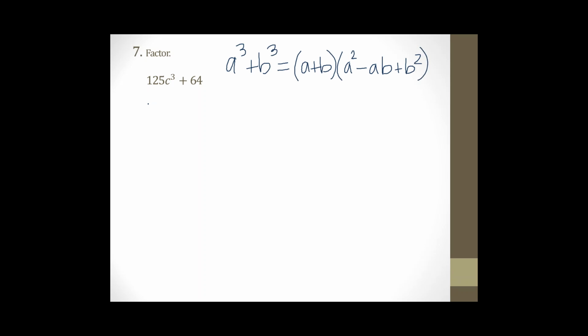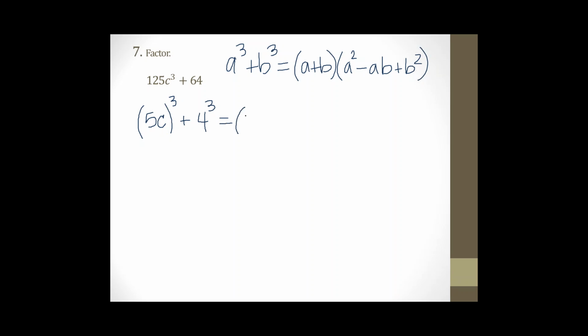So we need to identify what the a is and the b is. 125 is 5 to the third, and c to the third will give us 5c as our base to the third power. Take the cube root of 125, and that'll give you the 5 that you need. Then take the cube root of 64, that's 4, so that's 4 cubed. So now I can see that my a in this case would be the 5c, and the b would be the 4. So let's start factoring it out.